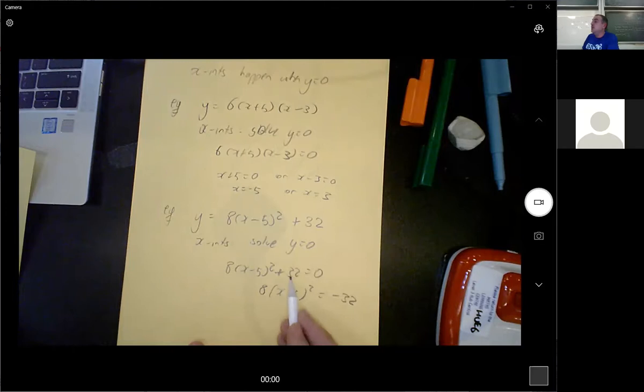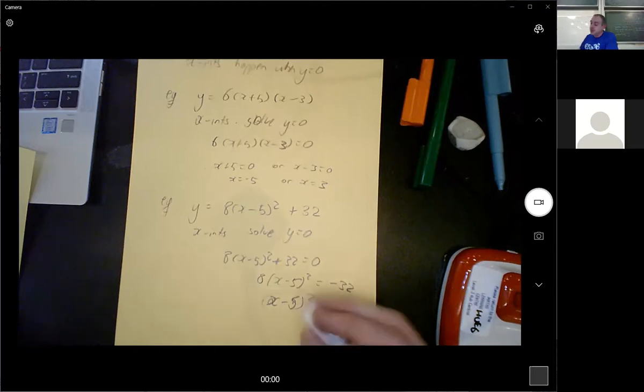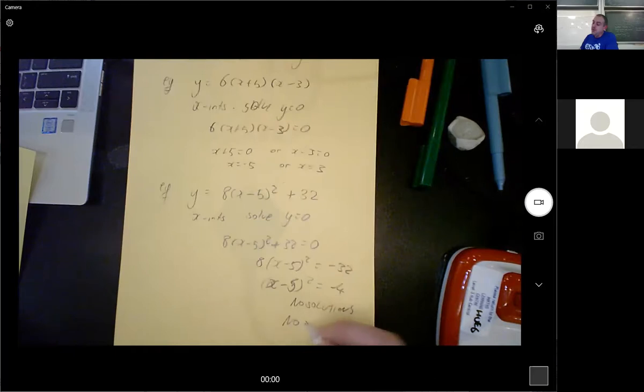Do a minus 32 to make that go away, which means it'll be here. Divide by 8. Oh crap, it's not going to be possible. Because at this point we've got a square number equals minus 4. And you can't have anything squared being a negative answer. And so there's no solutions. And so it has no x-intercepts. And that's a perfectly legitimate answer, to not have any.